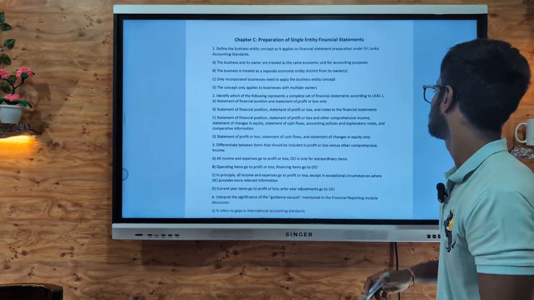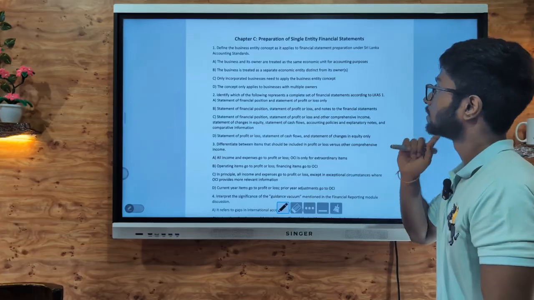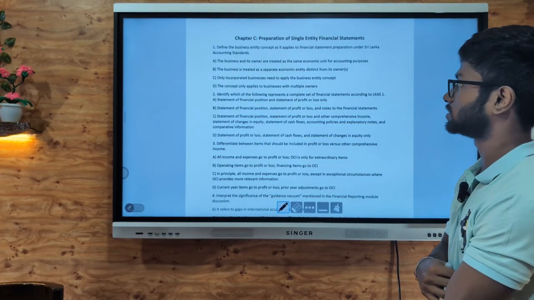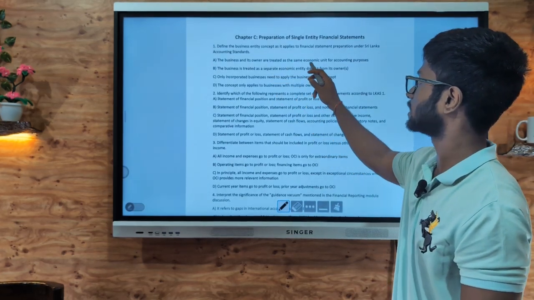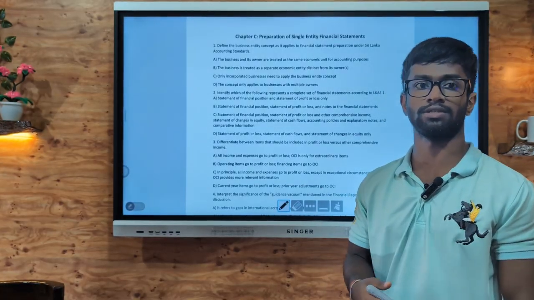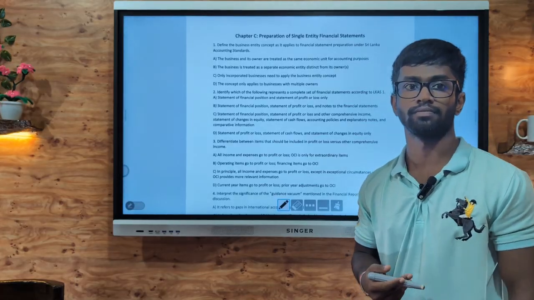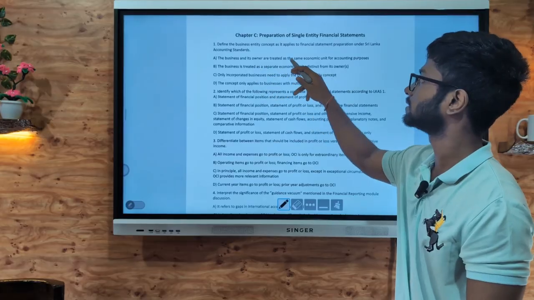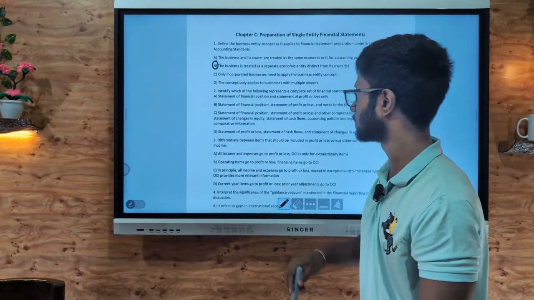So first we have: define the business entity concept as it applies to financial statements preparation under Sri Lanka accounting standards. The first option says the business and the owner are treated as the same accounting unit for accounting purposes. That is not true. Under the business entity concept, the owner and the business are two separate elements. So if you look at the second one, the business is treated as a separate economic entity distinct from its owner. So that should be the correct answer.